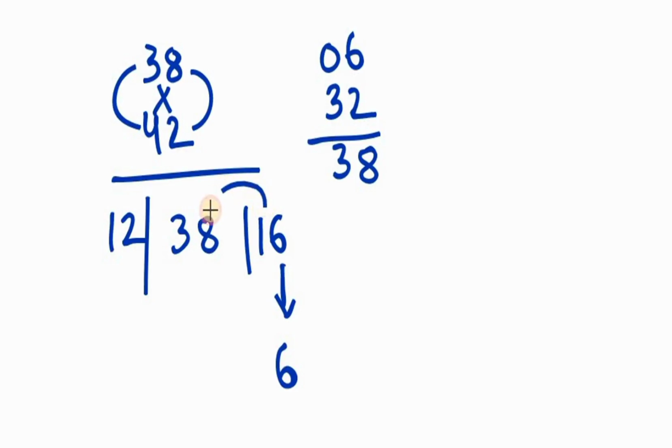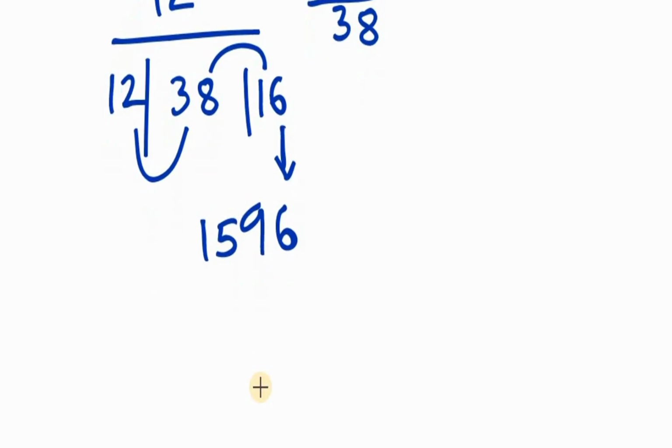8 plus 1 is 9. 3 plus 2 is 5. So 1 as it is. 1596 is the answer. Okay. So let us check one more problem. Okay. So now 24 into 13. So what is the first step?